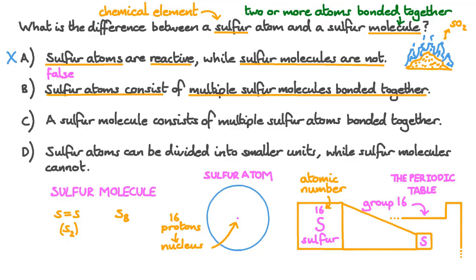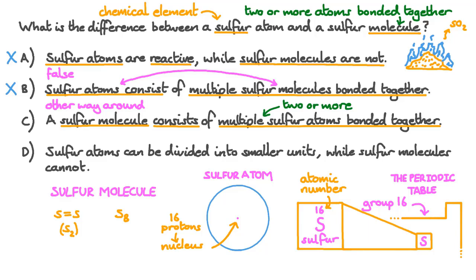The second statement is that sulfur atoms consist of multiple sulfur molecules bonded together. The truth is, it's the other way around. Sulfur molecules contain sulfur atoms. We see things the correct way round in the third statement. A sulfur molecule consists of multiple sulfur atoms bonded together. This statement correctly describes the difference between a sulfur atom and a sulfur molecule, but just in case, let's check the last statement.